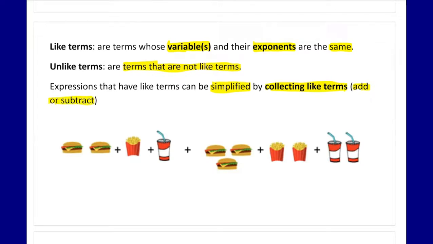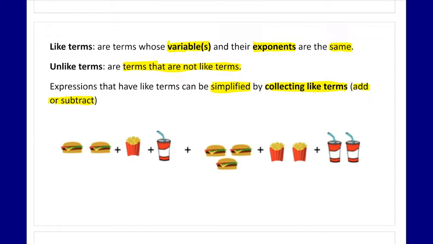So for example, if I look at a visual expression, we have an order here for a fast food place. We have 2 burgers plus a french fry plus a pop plus 3 more burgers plus 2 french fries plus 2 pops. Is there a way that I can collect these like terms to make this order easier? Or in other words, similar to the Tim Hortons question, is there a way I can arrange my order to make it a little bit easier?